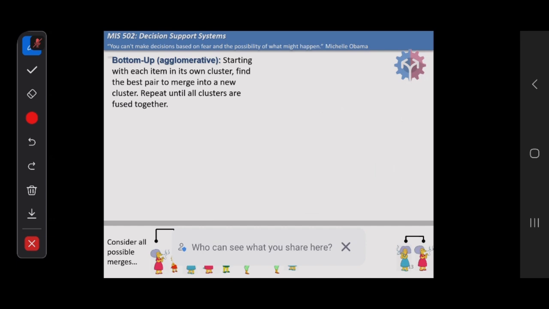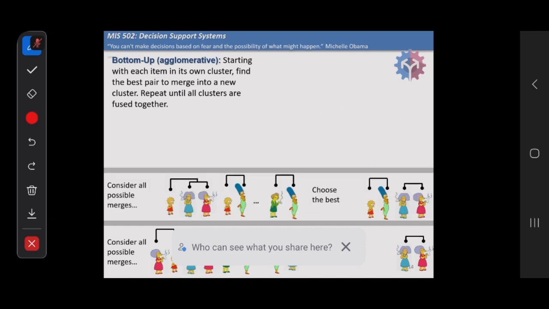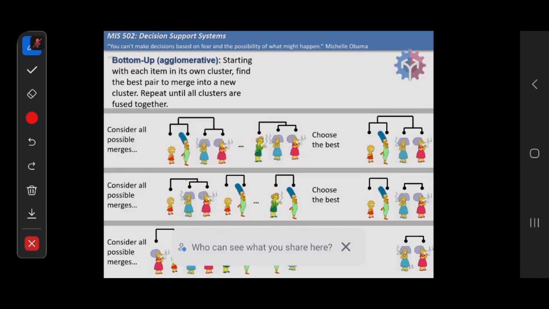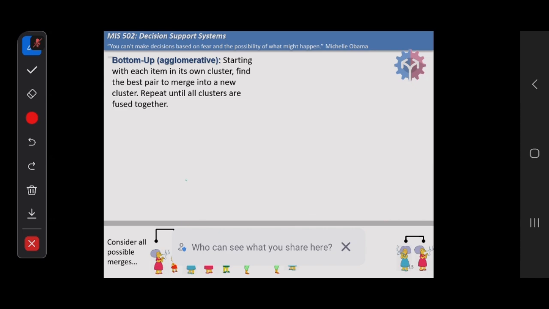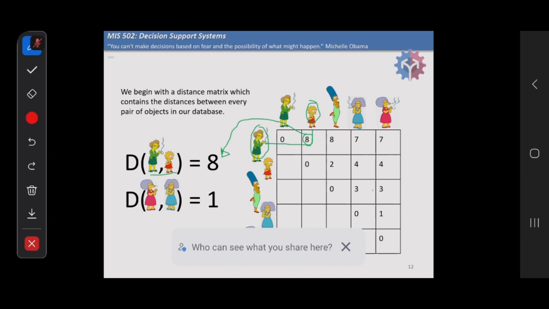Now let's see. What you do is, the closest one was 1. So you merge that one. Can you see that these two had the smallest distance? Then you look at the next closest one and then the next closest one. You can see it here. The distance between these two is 1 only, the number itself.